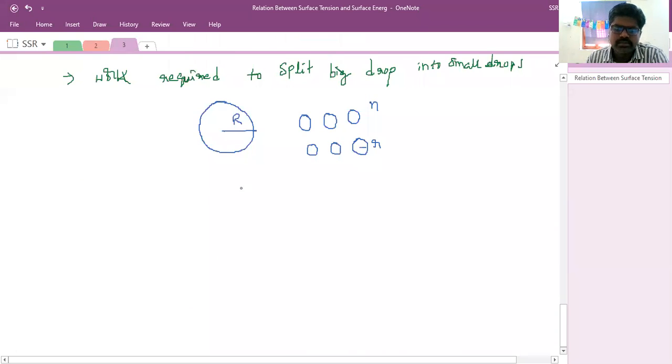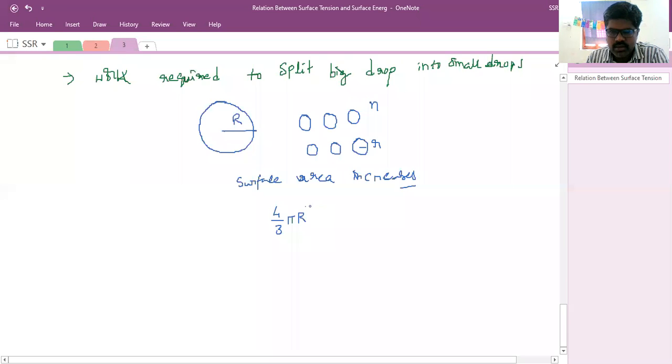Are you clear on this? So here, what is happening? Is the surface area increasing or decreasing? The surface area is increasing. This is the point you have to understand. Now, what is the initial volume? In terms of conservation of volume, you can say the initial volume is 4/3 pi R cube.